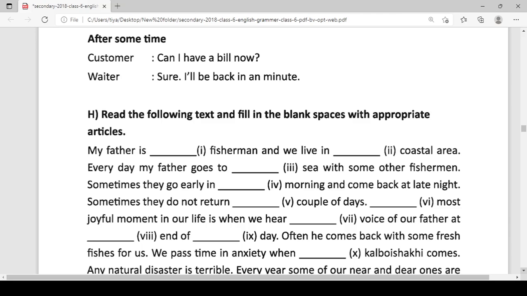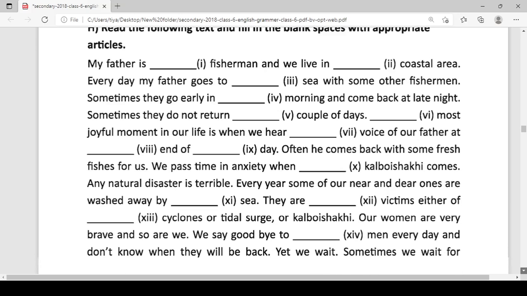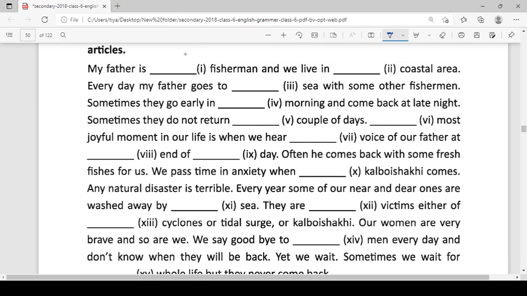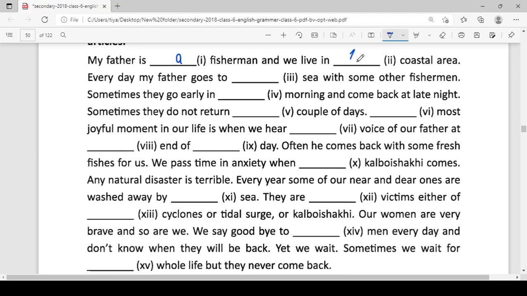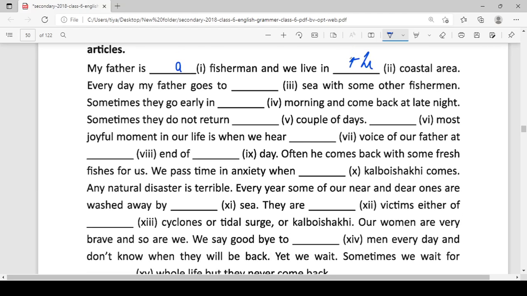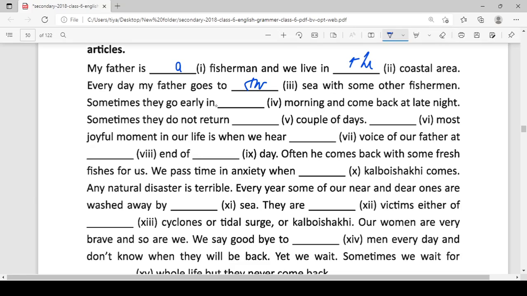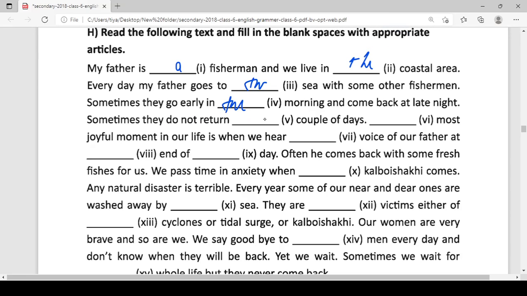Read the following text and fill in the blank spaces with appropriate articles, like: my father is a fisherman. Okay, fill with a, and we live in the coastal area. Every day my father goes to the sea with some other fishermen. Sometimes they go early in the morning and come back at late night. Sometimes they do not return for the couple of days.